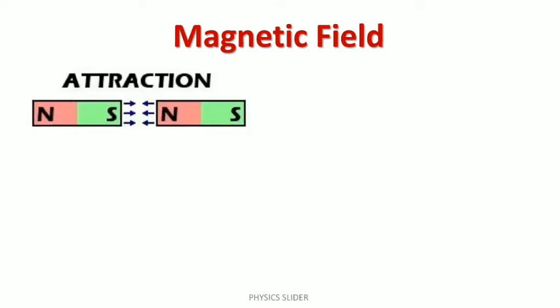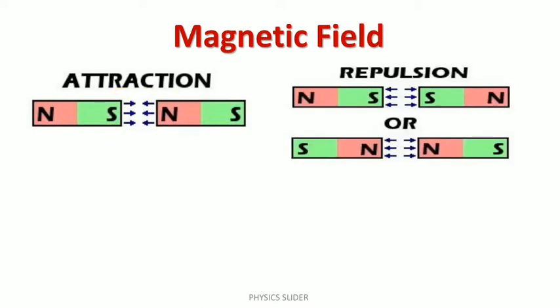A magnet has two poles, north pole and south pole. When we bring two opposite poles nearby, a south pole near the north pole of another magnet, they attract each other. Opposite poles attract each other. But when two same poles come nearby, like a south pole near another south pole, they repel each other. In the same way, when a north pole comes near another north pole, they repel each other.